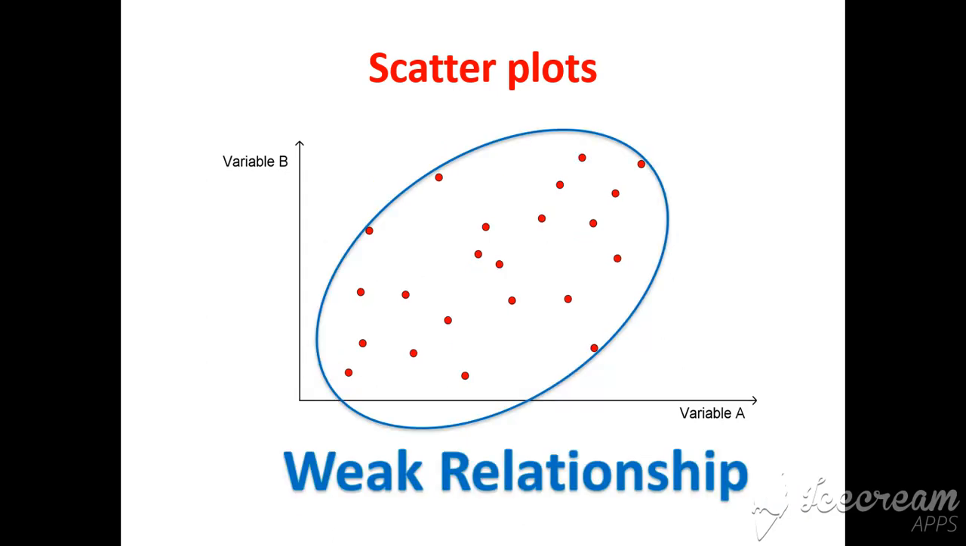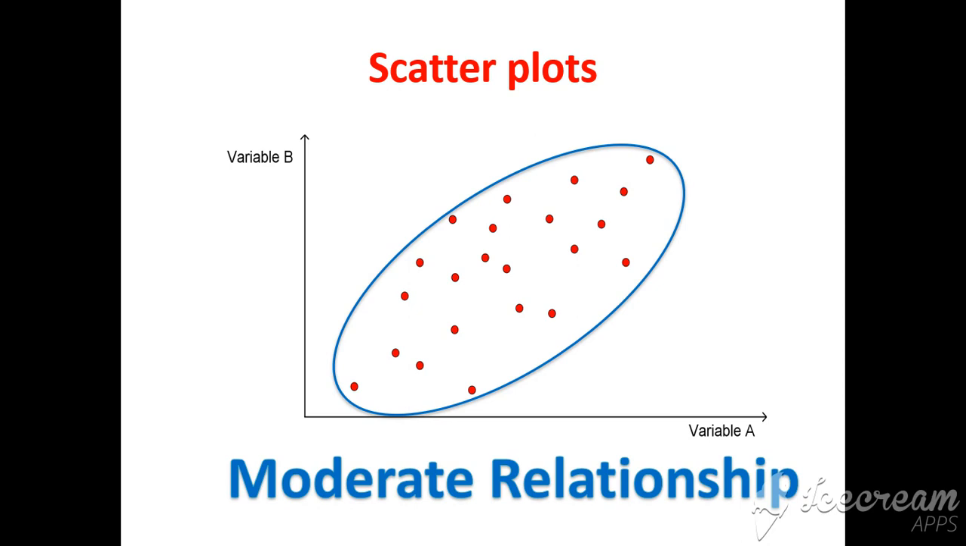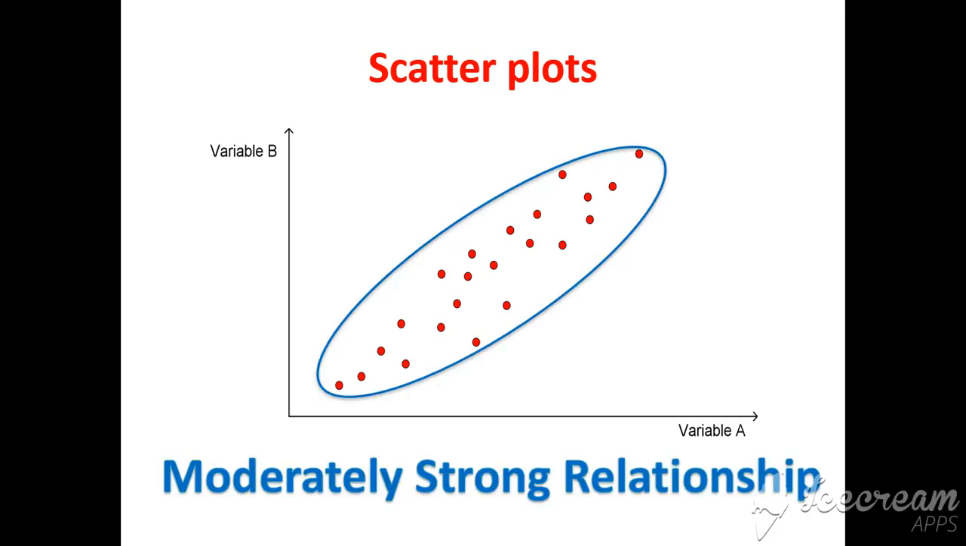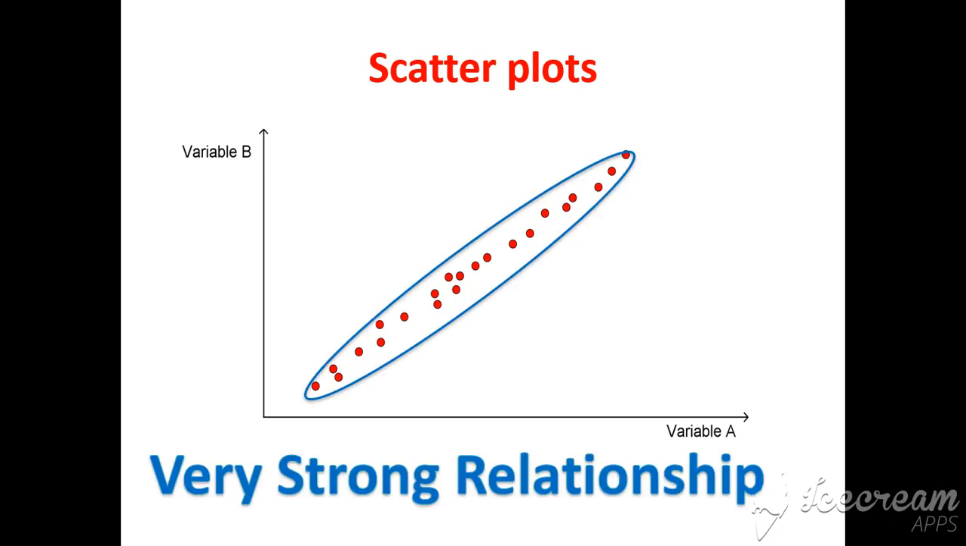What about this kind of scatter? Still weak. This kind of scatter is starting to get a little bit closer together. We'd probably call it moderate. This scatter, you can see the dots are starting to close in now, and we'd probably call it a moderately strong relationship. And now we've got a very close one, the data is almost on a straight line, and we'd probably call it a very strong relationship.